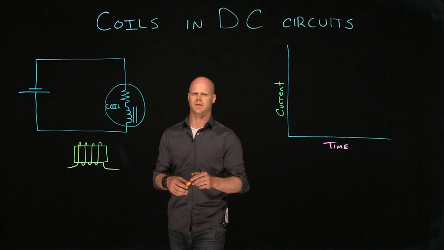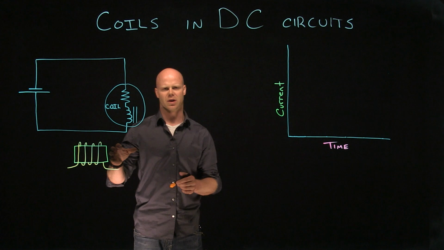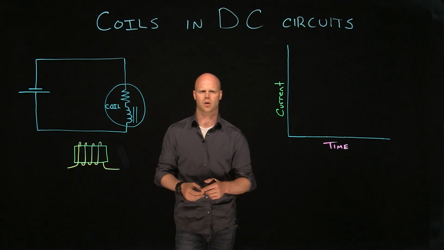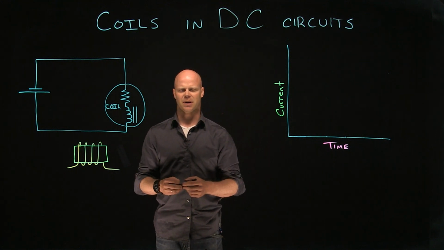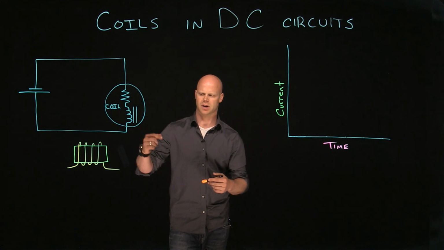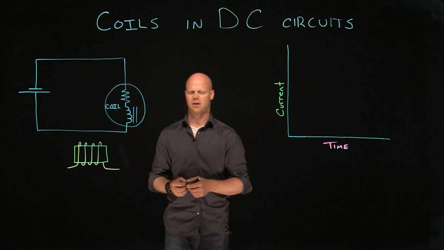So two of the properties of this coil, when we're going to build a coil, we're going to take some sort of material for the core. It could be iron, it could just be an air core. But something like iron will help us to understand it a little better. We're going to take a wire and wrap it around that core.